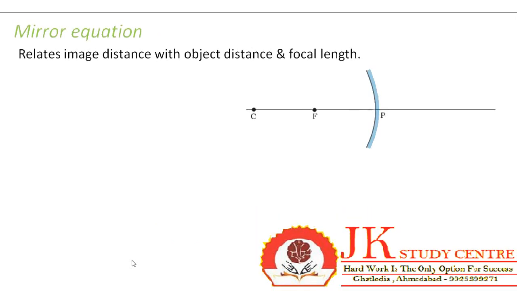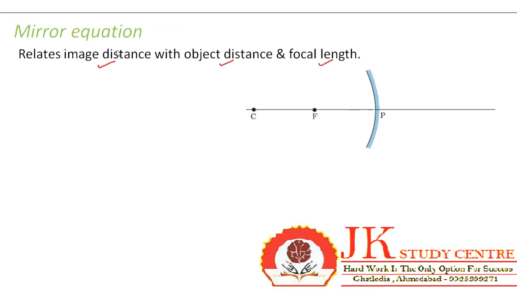Now talk about mirror equation. What is mirror equation? It is an equation which relates image distance with object distance and focal length. That means as you have seen before also, that as the distance of the object changes, the position of the image also changes, right? So that means there has to be a relationship between the image distance, object distance, and the focal length. So as the focal length of the mirror changes, or the distance of the object changes, your image will also change its position. So this is the relationship which connects all these three.